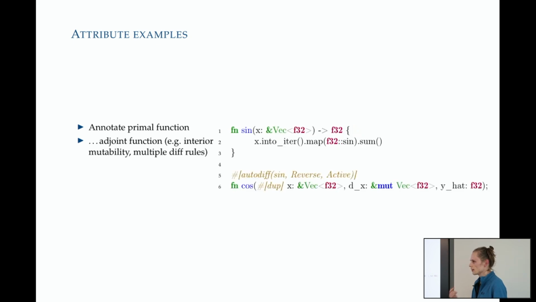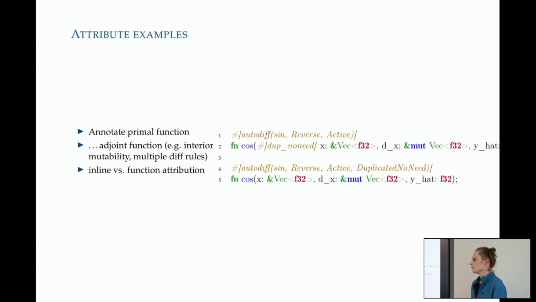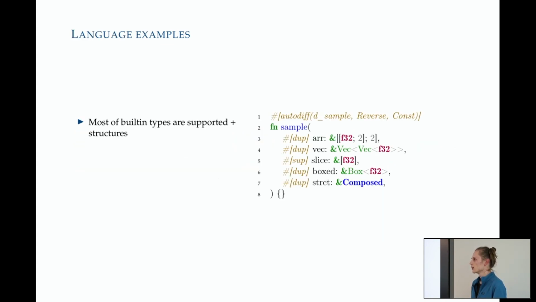You can annotate the adjoint function. This would be useful, for example, if you have interior mutability, so you can't infer mutability based on the reference, or if you have multiple diff roots, of course. Right, and you can write those parameter activities either inline or above the function.